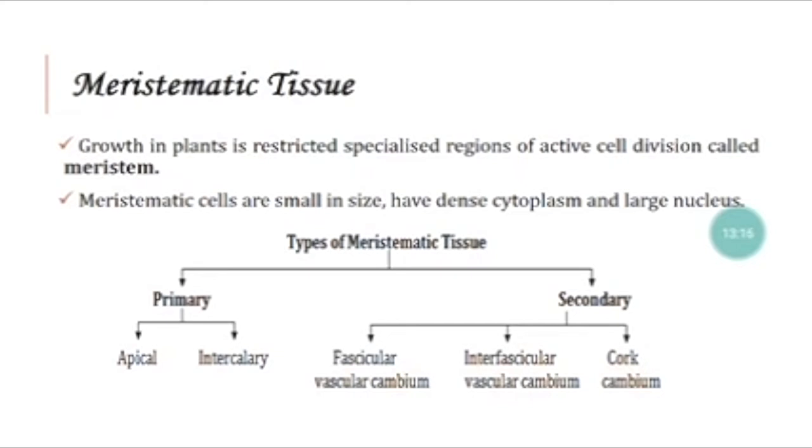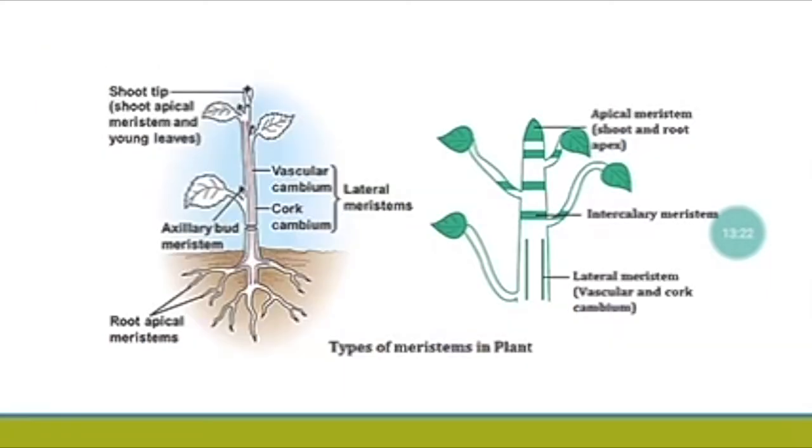Primary meristematic tissue, secondary. Primary means to grow up height wise. The part of the plant that grows first is called primary. Then the tissue that grows after is called secondary. So let us see the primary meristematic tissue: the apical part and intercalary. Apical. Api means outer. So the tissue is found in the outer part of the root tip and shoot tip.